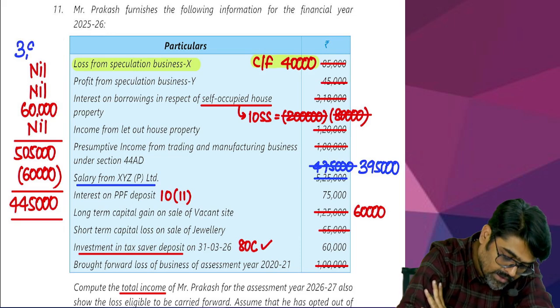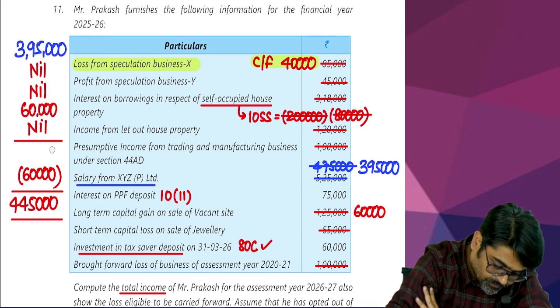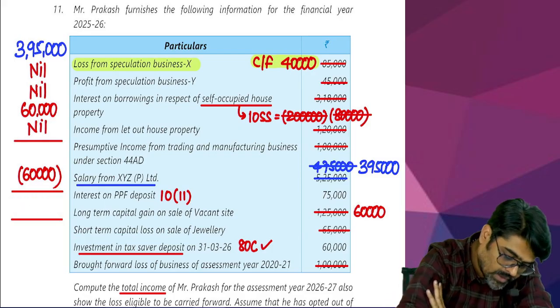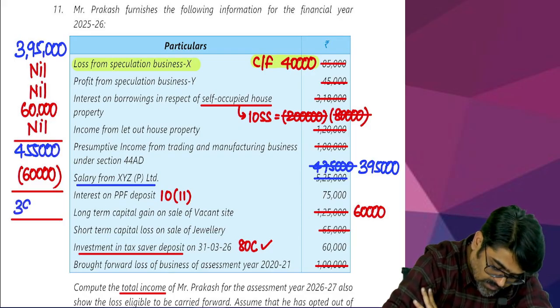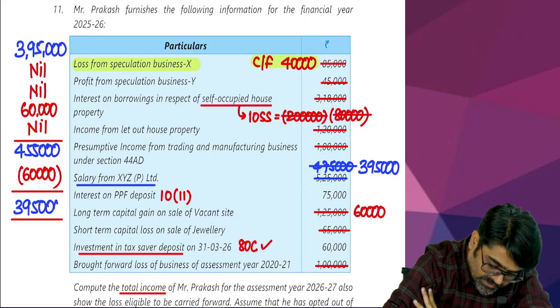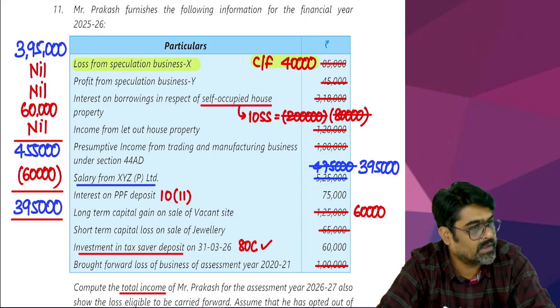So this will be 3,95,000. Now do the total. 4,55,000 minus 60,000 will give you 3,95,000. Now please check the answer. Total income will be this much only.